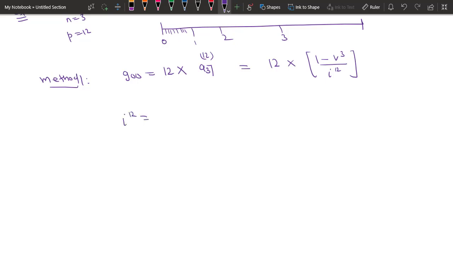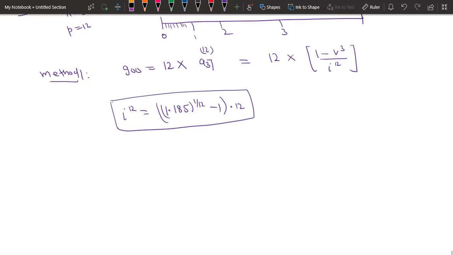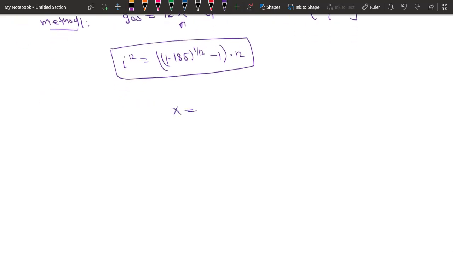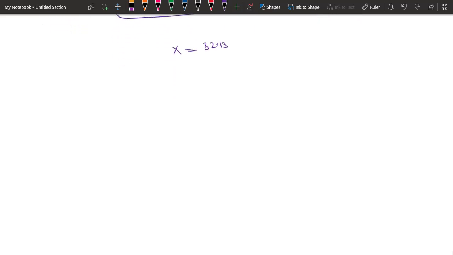and your I12 will be your interest rate, given as 18.5%, divided by 12. So this will be your I12. And when you calculate the amount x from this equation, you will get x equals 32.13.